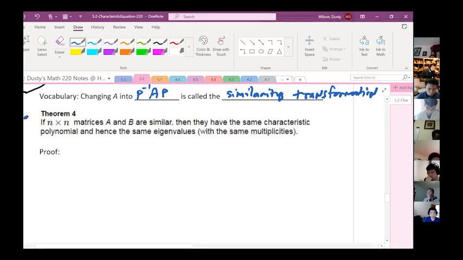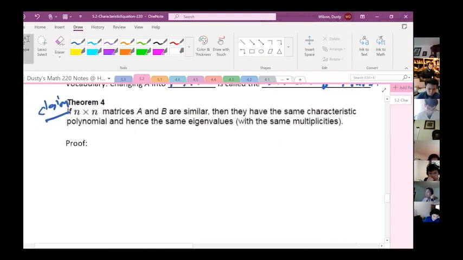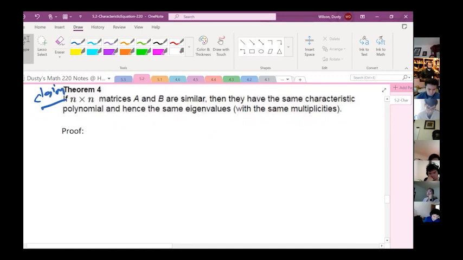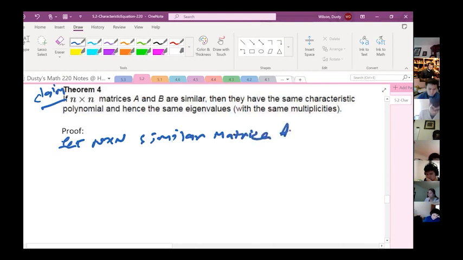So here's our claim. We have n by n matrices A and B that are similar. So we got to start by defining the things we're talking about. Let n by n similar matrices A and B be given.